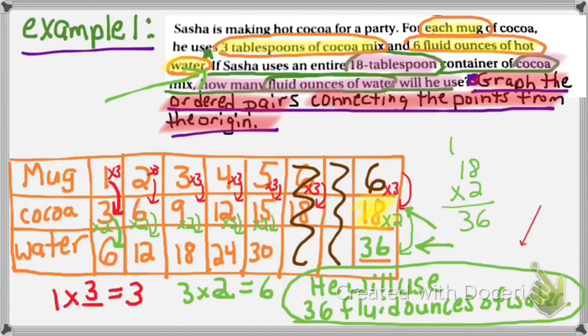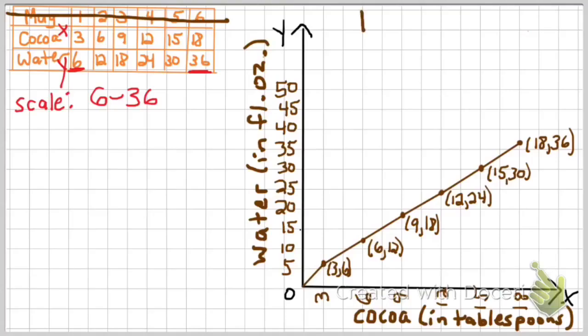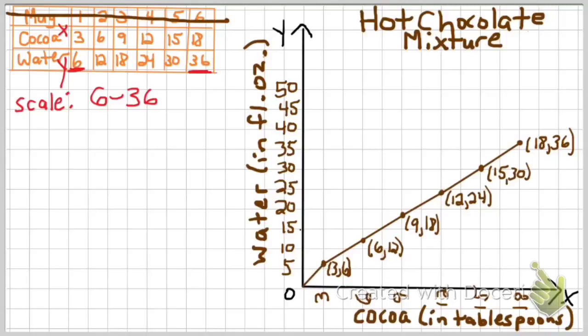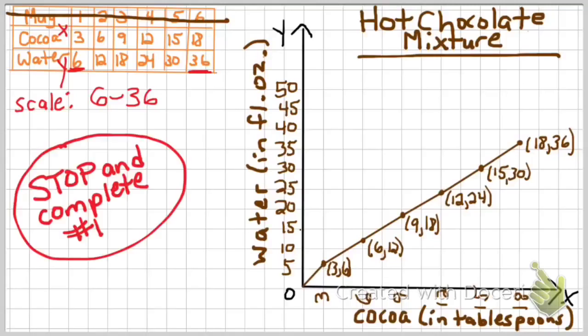So let's see. This is all about mugs, cocoa, water. So it's really the amount of cocoa mix and water that you need to make hot chocolate. So I will title this graph Hot Chocolate Mixture, since it's the amount of mixture that we need for each item. And I will underline my title. I have now completed number 1.